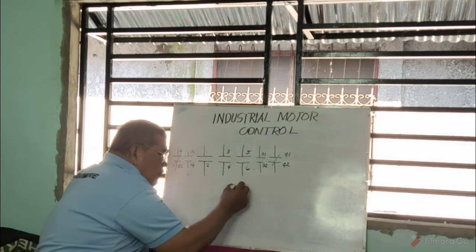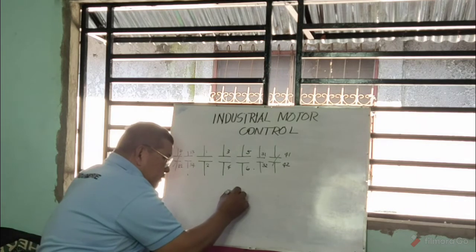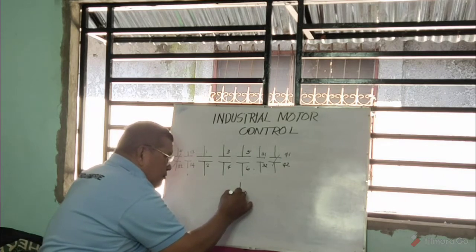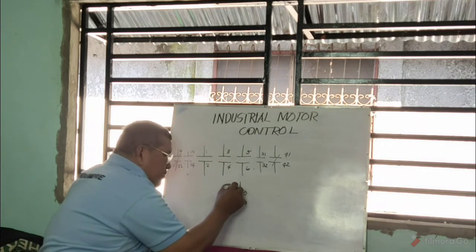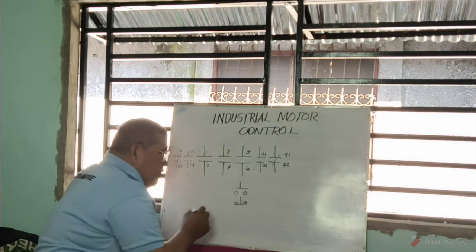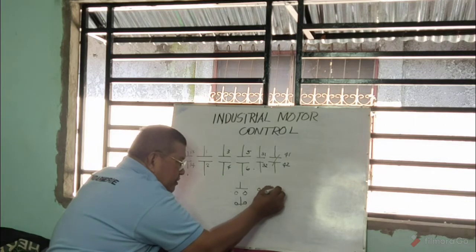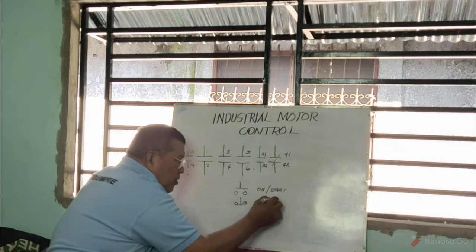So if that is a combination of on and off, then this is the symbol of your push button. Okay? You have here the symbol of your push button. This is your off button. Then we will have it like this. This is your normally open, then that is an on button, and then you have your normally closed. Okay, so consider this is on or start, and this one is off or stop.